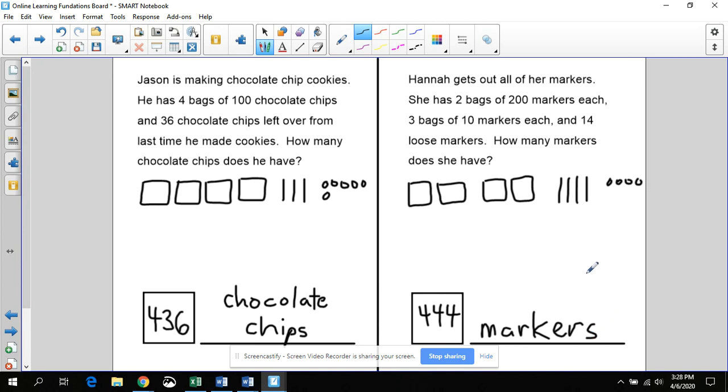So now you're ready to do workbook pages 267 and 268. Make sure you check your work and submit them as a video on Seesaw when you're done.